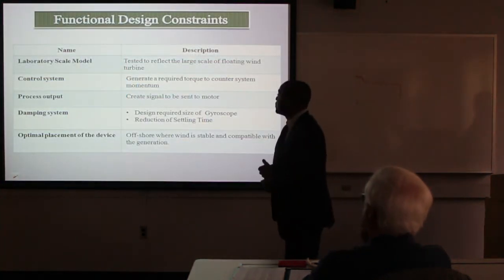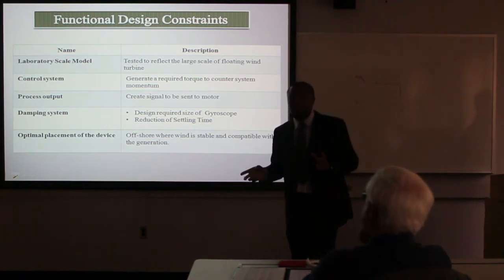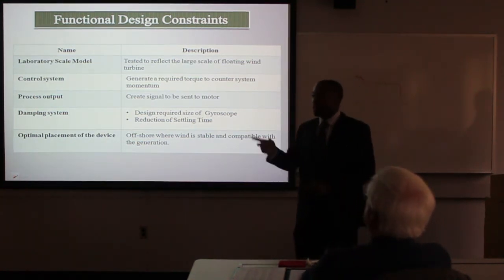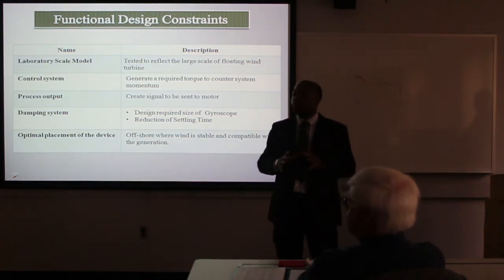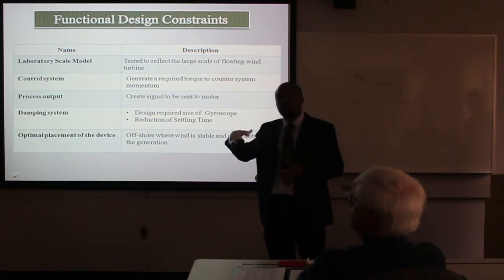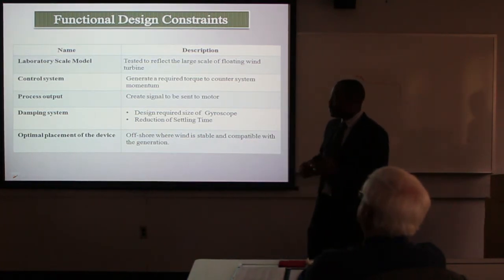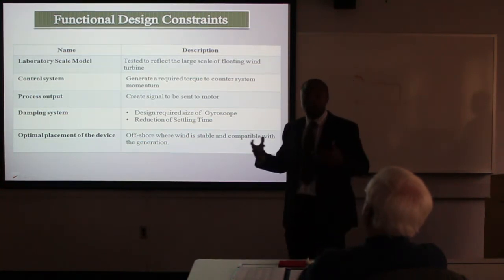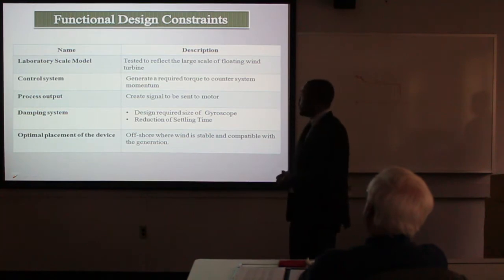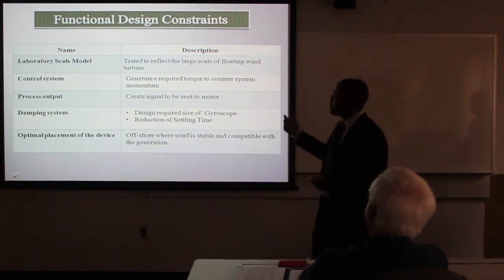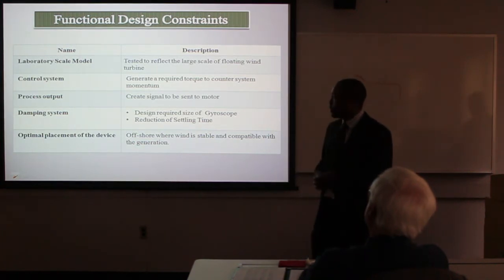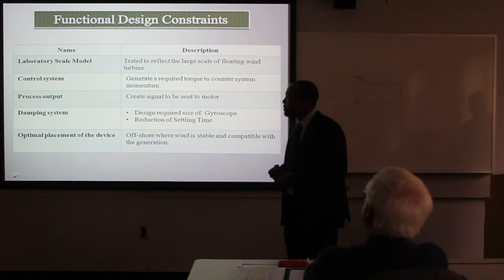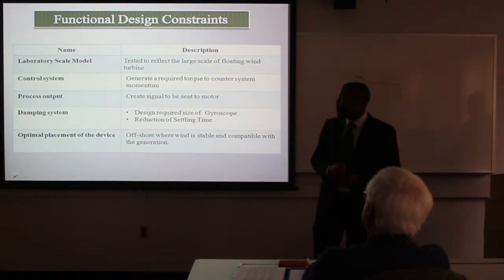Now for our functional design constraints. Our first goal was to build a laboratory-scale model for our design. As you can guess, it's very small, but the calculations we did can easily be used for a large-scale wind turbine. I will go through some of the calculations later in the presentation, to show why we can easily use them to build a real-scale wind turbine. For the control system, of course, you have to calculate the required torque to counterbalance the force created by the wind and wave disturbance. Then process output, damping system, and the optimal placement of the device.